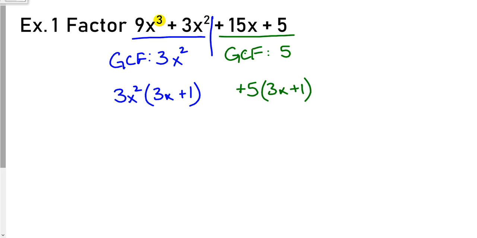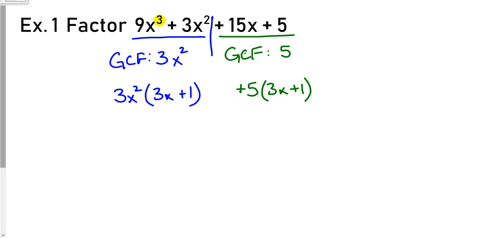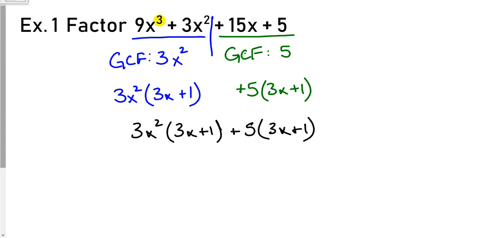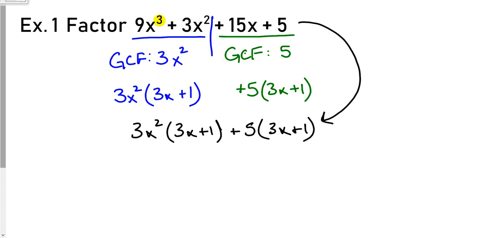So what I've done here is say that I can rewrite this polynomial as 3x squared times 3x plus 1, plus 5 times 3x plus 1. I've said that my original polynomial and this polynomial are equal. Now why is that important? Because I now have another GCF.